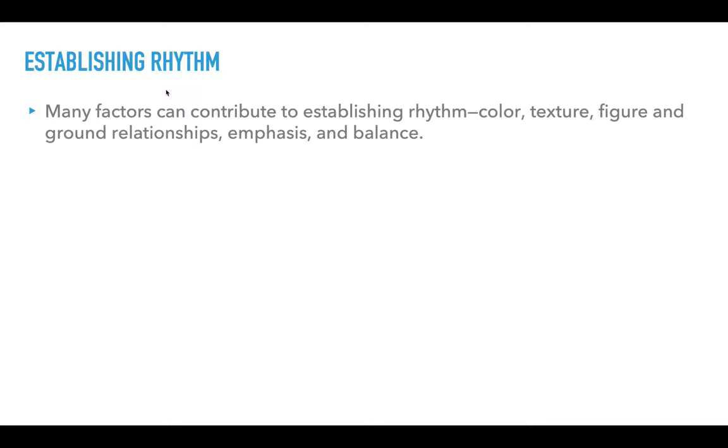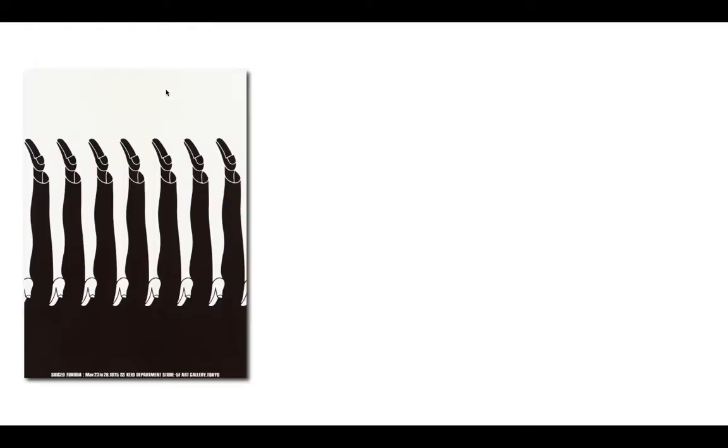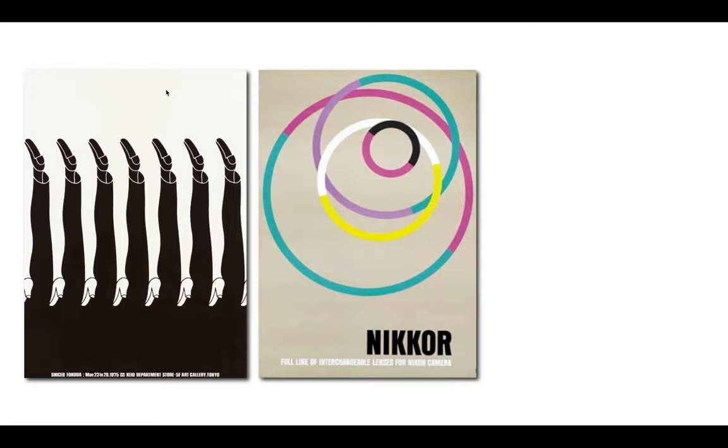If you think about establishing rhythm, we're using the principles of design. We're using color, texture, we're using positive and negative, or figure and ground, but we're also using the principal ideas of emphasis and balance. And how do we create this rhythm? Something to pay attention to. A lot of it has to do with repetition, and a lot of it has to do with some variation as well. So here we have some feet, both going up and down. We have this idea of just a simple circle that's scaled differently, rotated differently, colored differently.